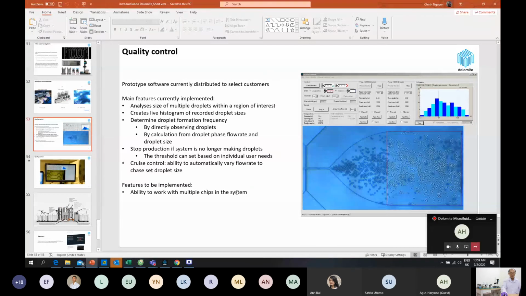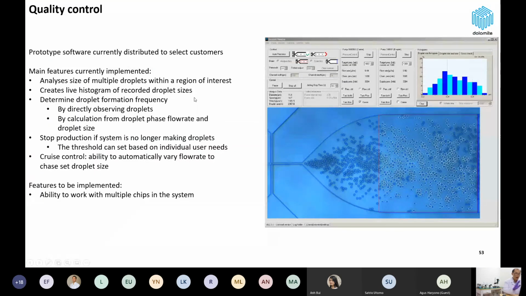Here, you can see in this slide, we have quality control by prototype software for select customers. The features of this software include analyzing the size of multiple droplets within a region of interest. It can also create a live histogram to record the droplet size, and determine the droplet formation frequency by directly observing droplets or by calculation from the droplet phase flow rate and droplet size.